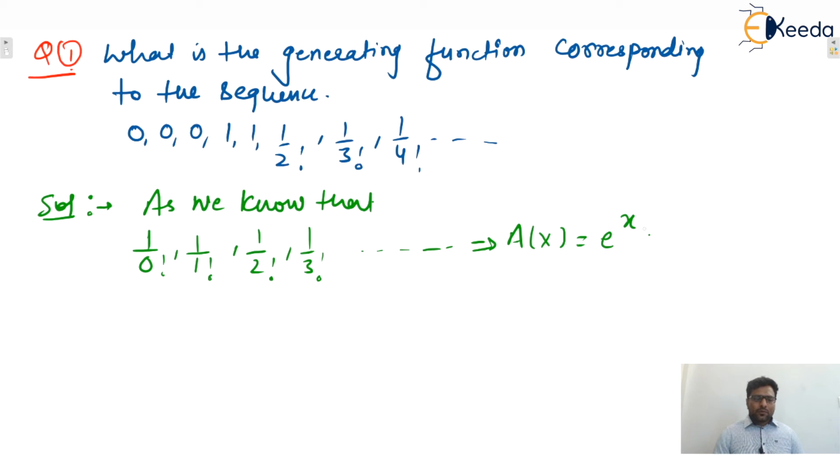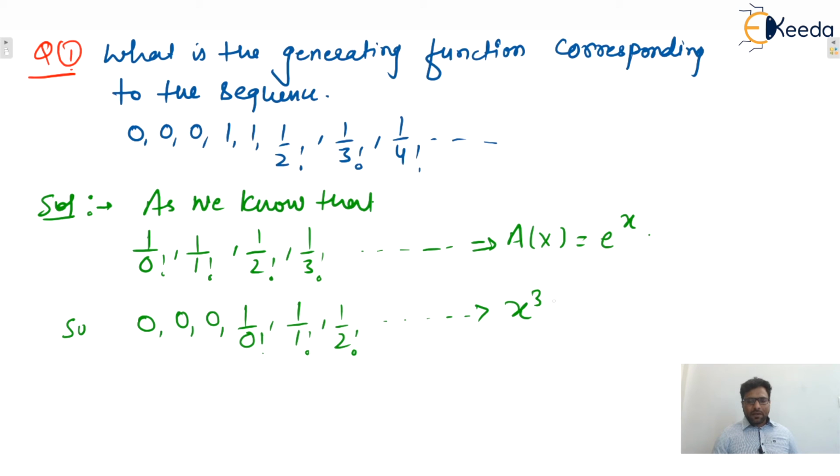Now this is shifted three times, right? In the right hand direction. So right shifted three times. So we can say that 0, 0, 0, 1 upon 0 factorial (0 factorial is 1 only), 1 upon 1 factorial, 1 upon 2 factorial. Then what will be the required generating function? We can say that it will be multiplied with x cube. So the required answer will be x cube into e raised to power x.